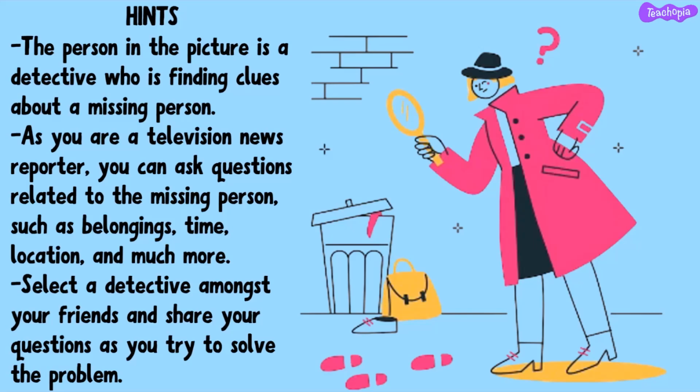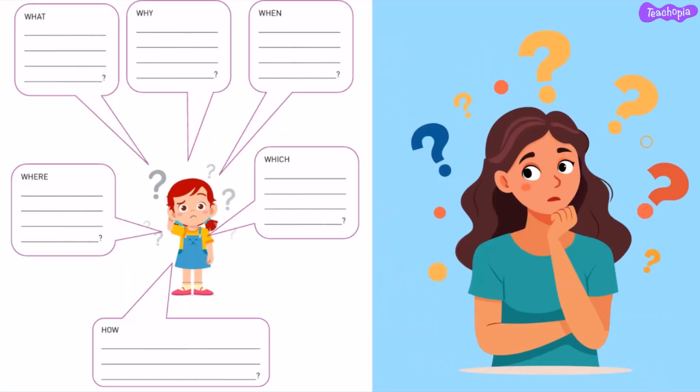Then they will select a detective amongst the friends and they will share the questions to try and solve the problem. So the learners can ask what clues did you find, where was the person last seen, when did they go missing, which belongings did they discover? How are they going to solve the case? Now, this is fun and it can be quick.